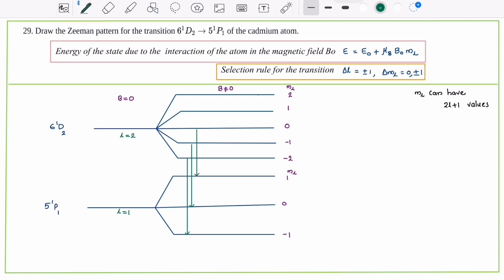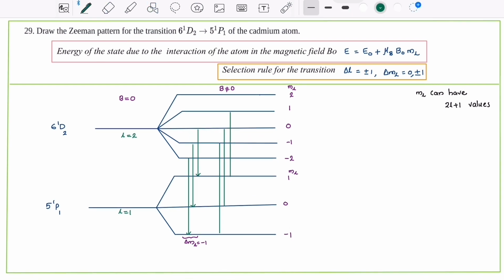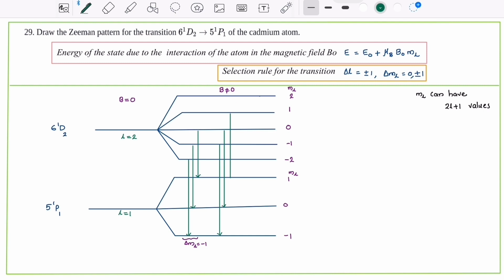Now, in all the transitions, the value of delta L is 1, so it is satisfied. These are the first 3 transitions corresponding to delta ML is equal to -1. Now, let us draw the transitions corresponding to delta ML is 0. That is from -1 to -1, 0 to 0 and 1 to 1. These three transitions correspond to delta ML is equal to 0.